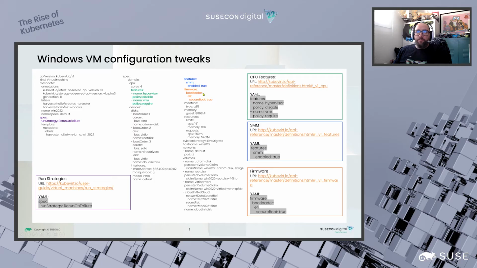Another feature is also the firmware that allowed us to have the bootloader enabled and the SecureBoot set to true. All these features are available as we speak from KubeVirt, and Harvester is simply leveraging it.